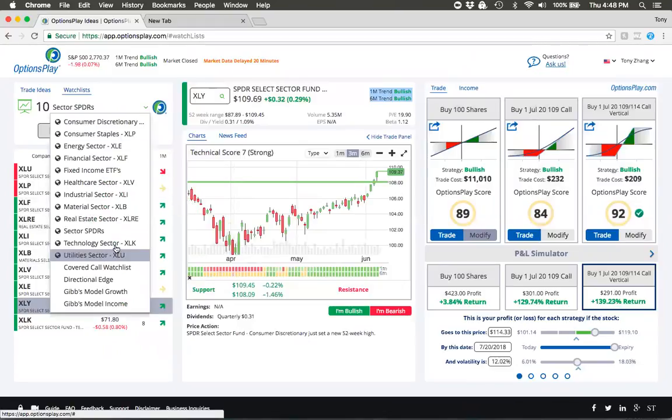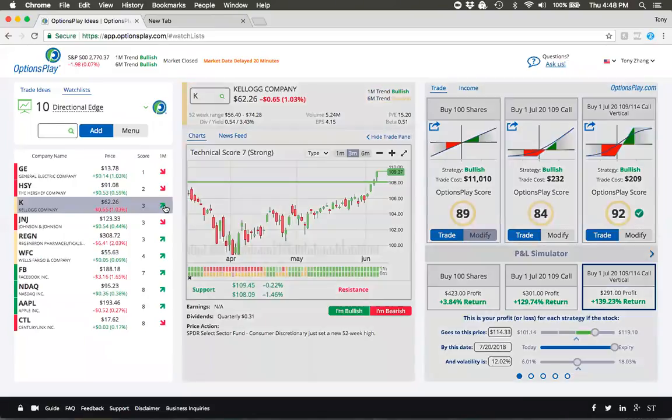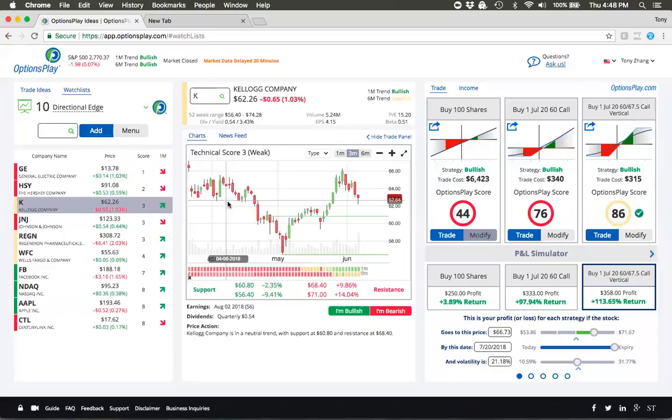Let's take a look at some individual stocks. Again, without having to even pull up the stock, I can tell you that Kellogg is a weak stock that is starting to turn around because it's got a score of 3 and the 1 month trend is turning green. So here I can just pull that stock and I can see that Kellogg, as you can see, was one of the examples that we just went over, and vice versa CenturyLink.